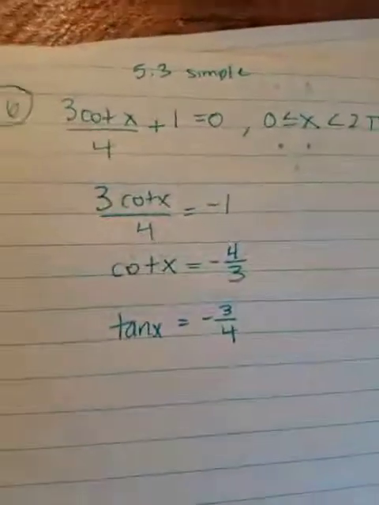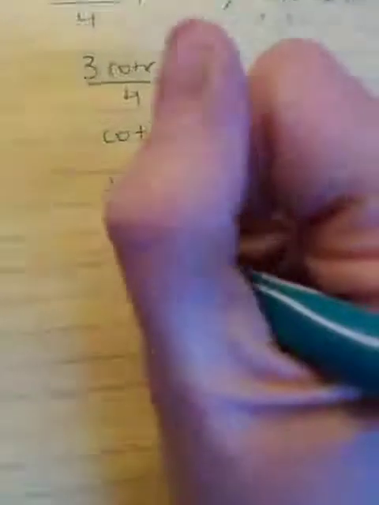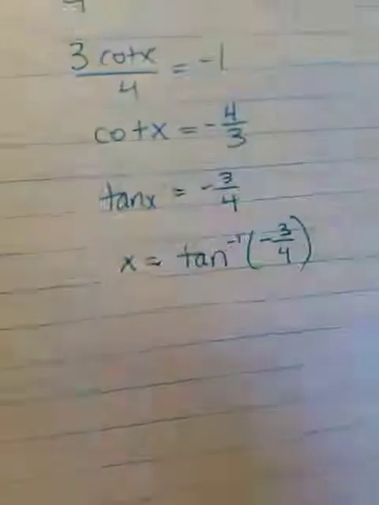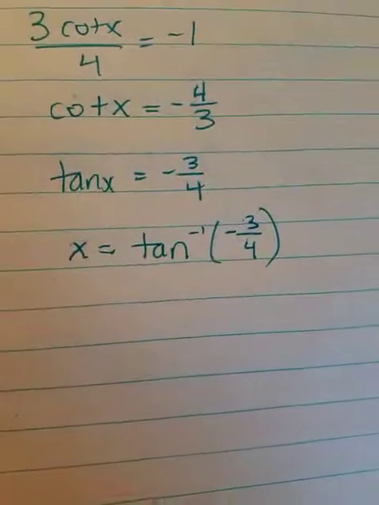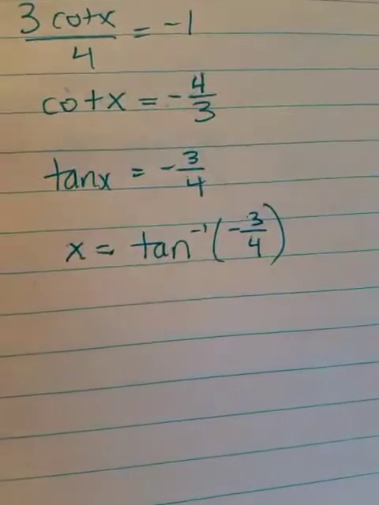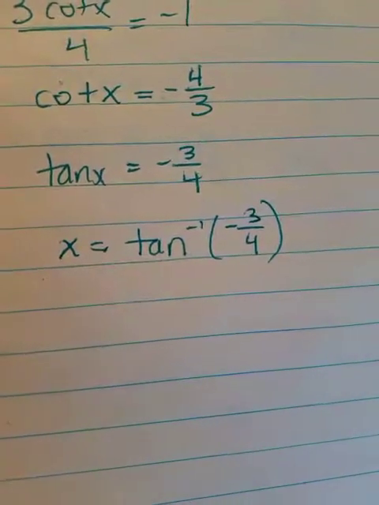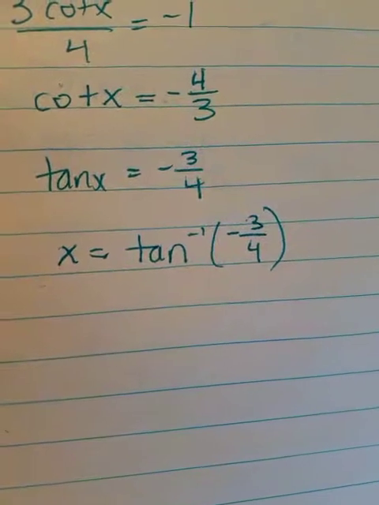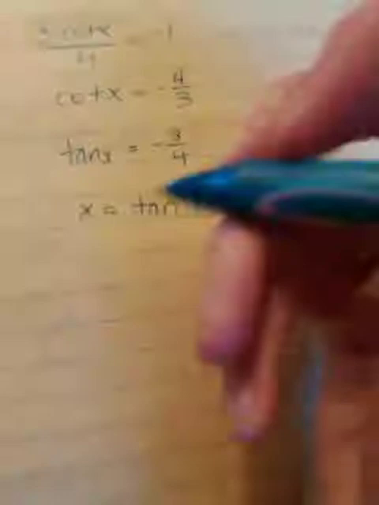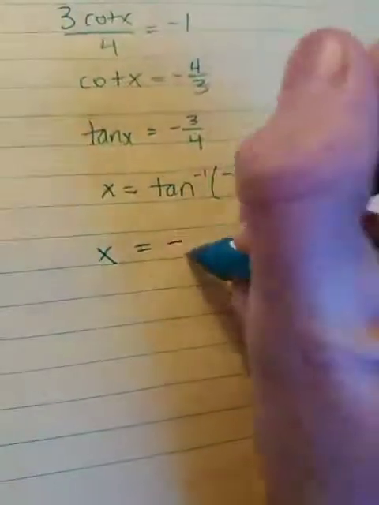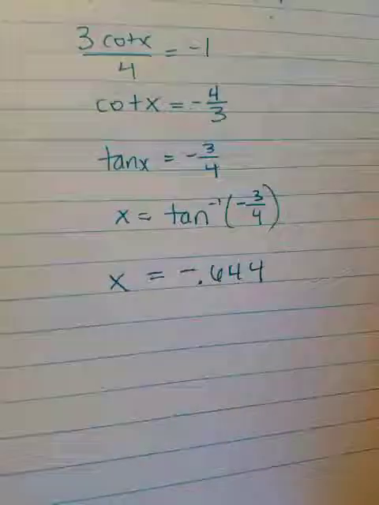Now to solve for x, remember you're taking the tan inverse of both sides, so really you're looking at x equals tan inverse of negative 3/4. This is where you're going to have to use your calculator, because we don't know of an angle without our calculator whose tan is negative 3/4. When you do that, you're going to get x equals, and I'm going to round it, negative 0.644.